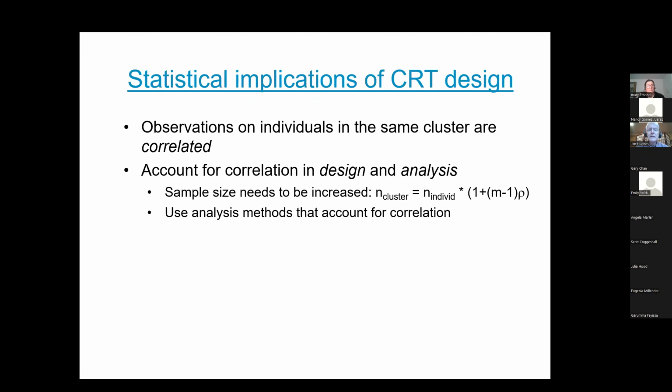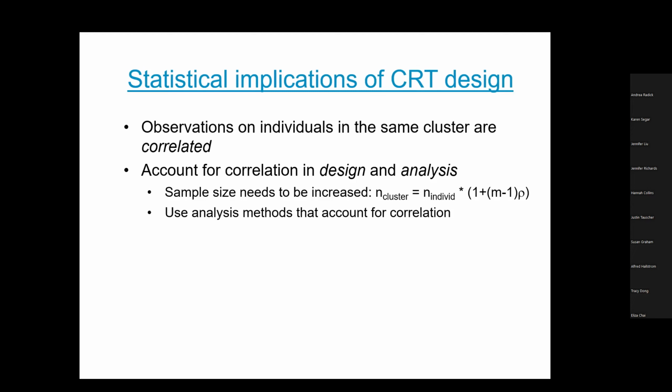So the key statistical implication of this cluster design is that you have to remember that individuals in the same cluster are going to be what we call correlated, or more alike than individuals in different clusters. And that has really important implications for both the design and the analysis of cluster randomized trials. You can't use the really simplistic statistics that we use when we assume data are independent. Typically, sample sizes are larger in cluster randomized trials.